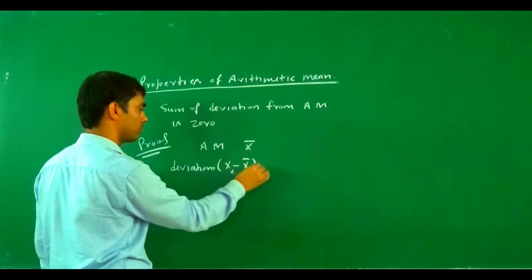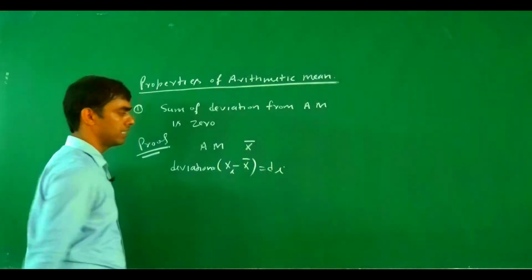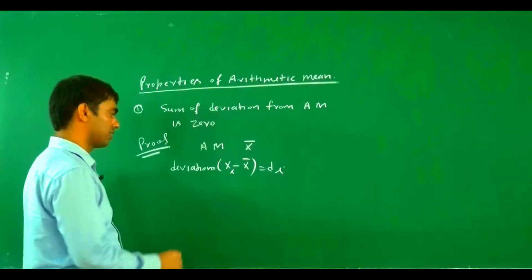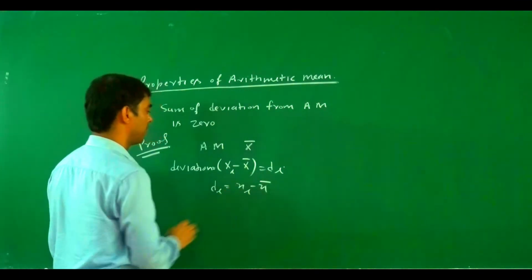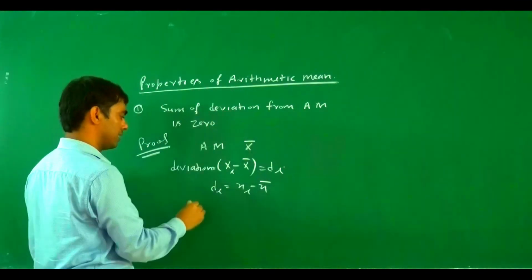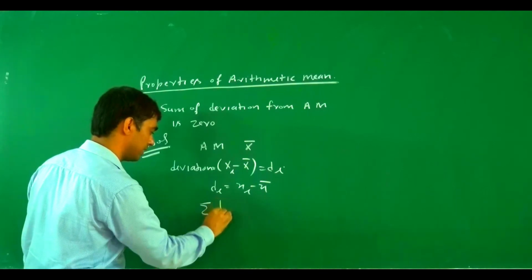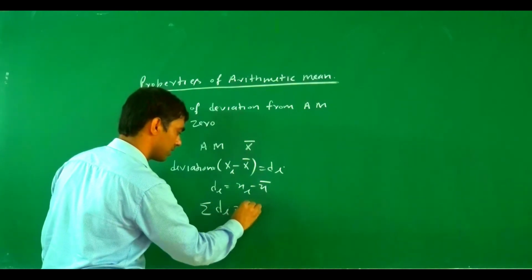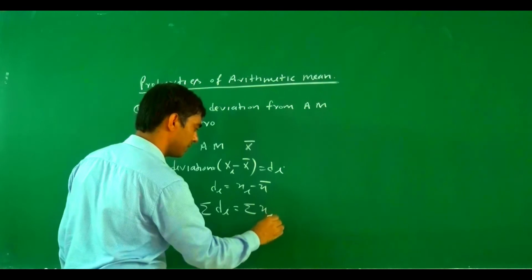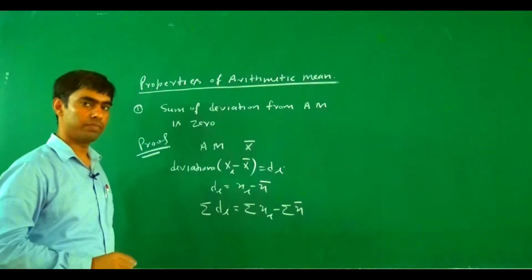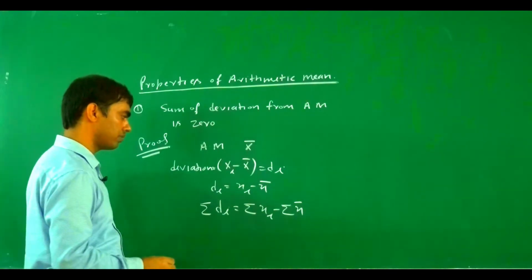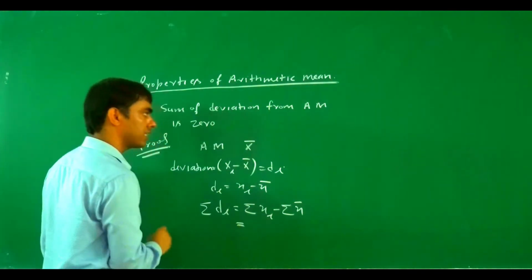And we denote this one by di. Di equal what? Xi minus x bar. Sum of a deviation means the sum of this one, di equal what? Summation of xi minus summation of x bar. If there is n data, then what is the value for this one? Summation of xi equal what?